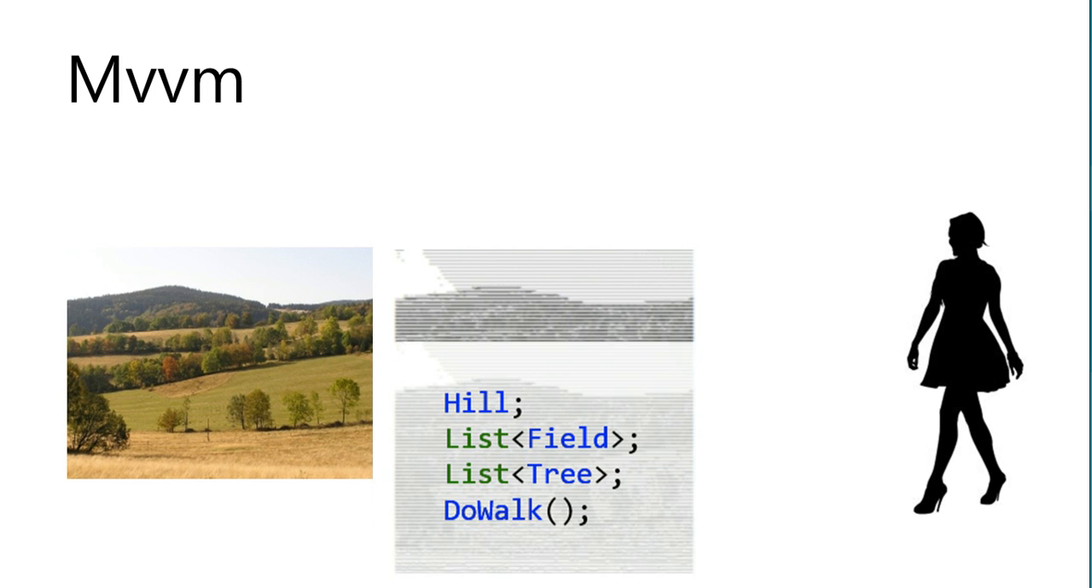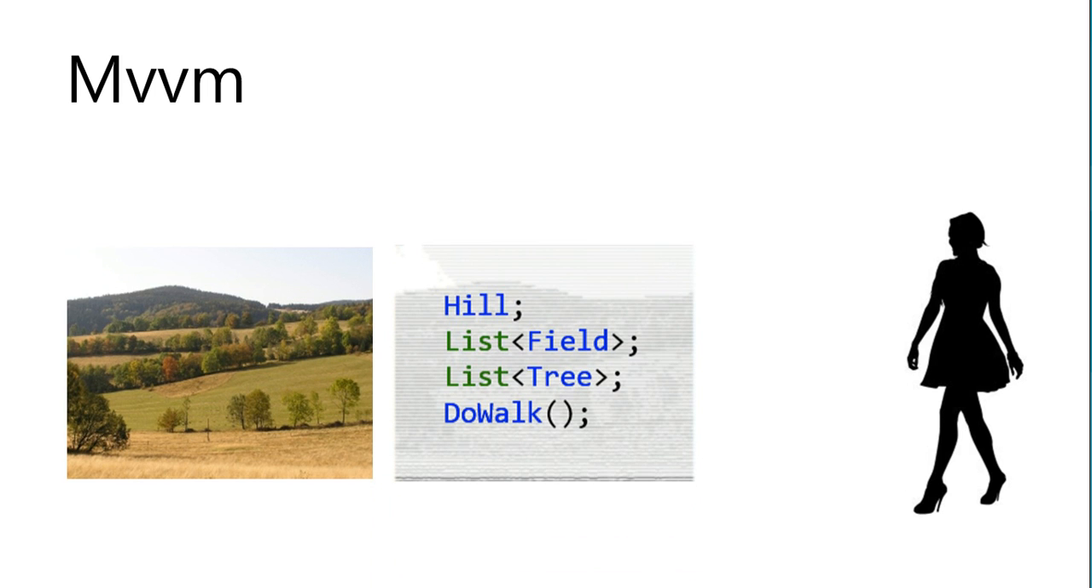So in MvvM, you still have a model, and that's all of your data, all of your background services, perhaps all of your cameras and things as well on your phone. And then you have your view, and your view is perhaps these fields and trees and things here. But what you do is you try and digitize that view. So you take that view as a UI interface, and then you map it into a set of C# objects. So perhaps a set of properties like hills, lists of fields, lists of trees. And then you also put in there actions that you can take within that view, like going for a walk, for example. And data binding just binds those things together. So that's what I want you to think of as a view model.